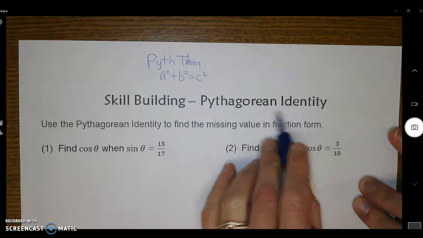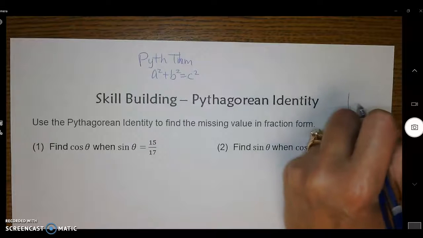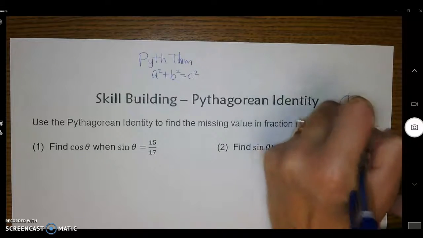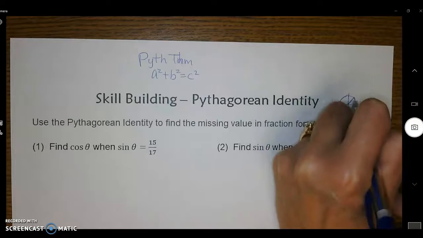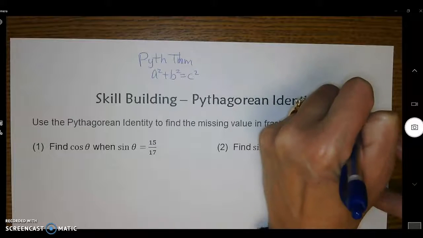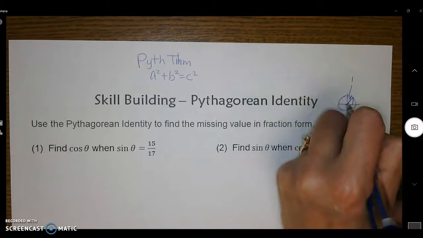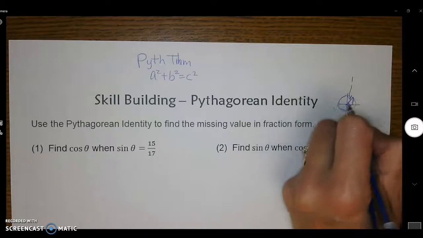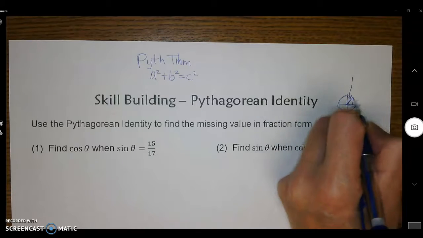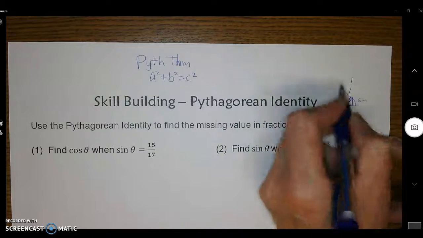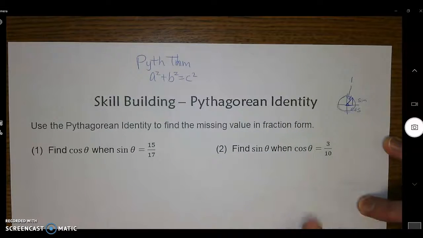The Pythagorean identity runs on the unit circle. And if I make a triangle on the unit circle, it's got a radius of 1. So my radius here is 1. So like if I picked this angle right here, opposite over hypotenuse is sine, and adjacent over hypotenuse is cosine.